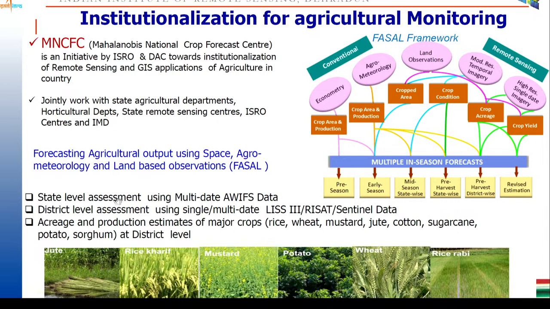There are different kinds of models: econometric models, agrometeorology based models, and satellite based models. All are developed by integrating information from satellite, meteorology, and land based observation to have a better forecast of the crop yield.